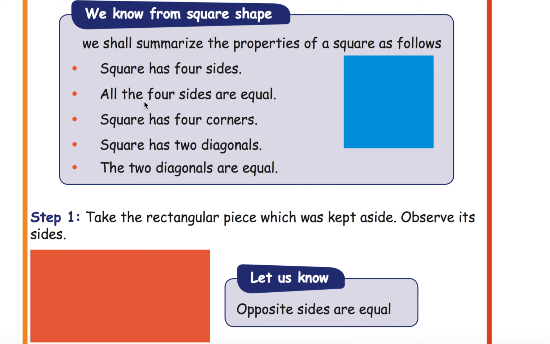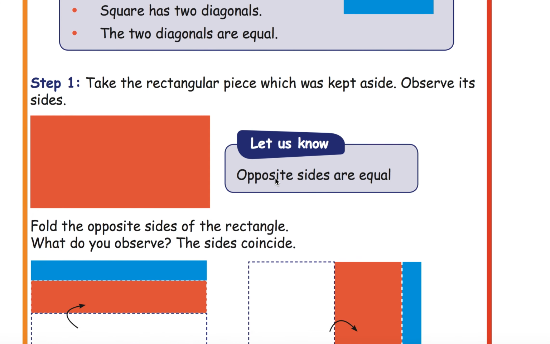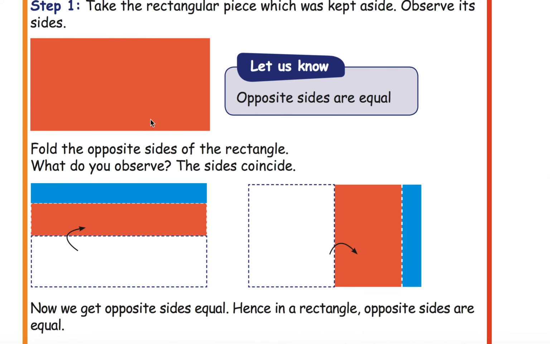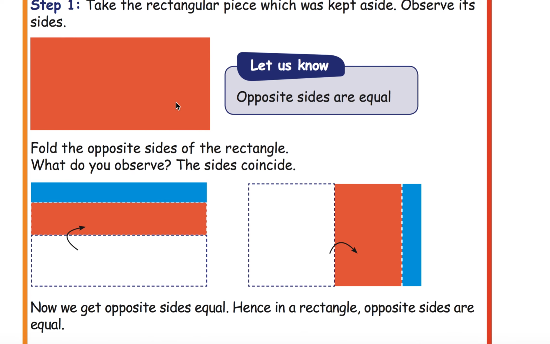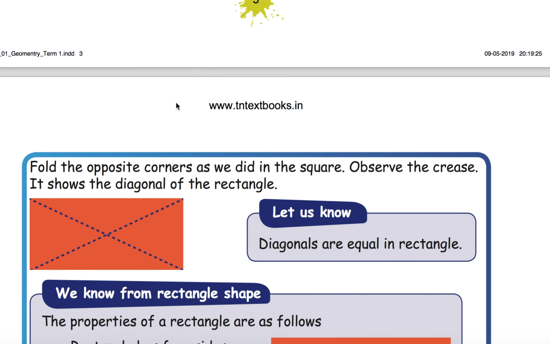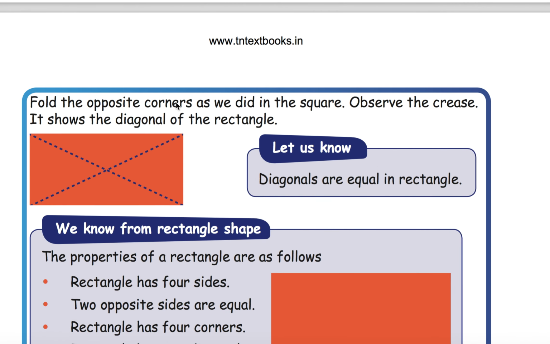Square has 4 sides, all the 4 sides are equal. Square has 4 corners, square has 2 diagonals, the 2 diagonals are equal. Now take the rectangle which is kept aside, observe its sides, opposite sides are equal, and the diagonals are also equal.